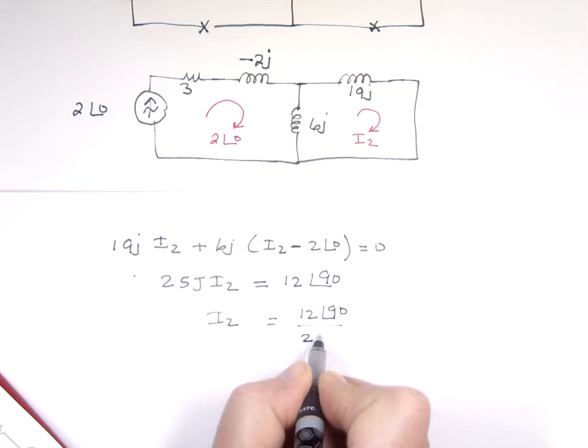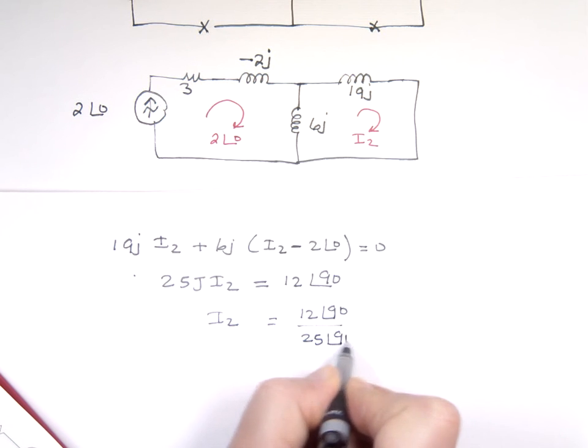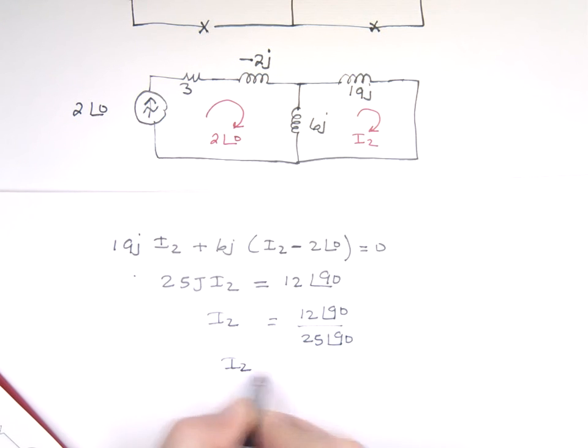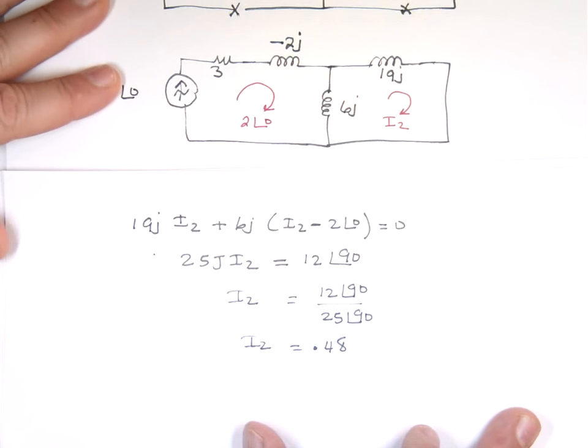So the 90s will cancel. What's I sub 2 equal to? 12 over 25, which is 0.48. Okay. Now you want to find the energy.